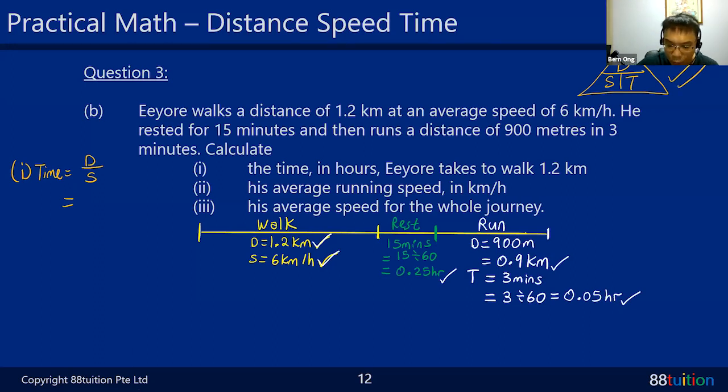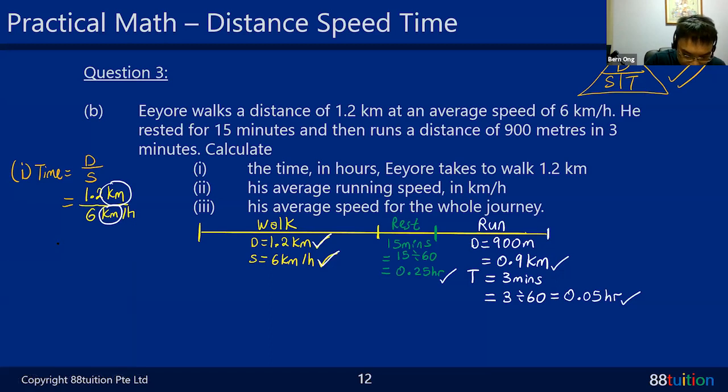So distance is what? When we are talking about walking, we are talking about walking only. Okay, walking is yellow. So distance is 1.2 kilometer. And the speed, what's the speed? The speed is 6 kilometer per hour. Oh, very safe. Can you see or not? Look at the units. This is important. All right, kilometer must compare with kilometer. Can you see that?